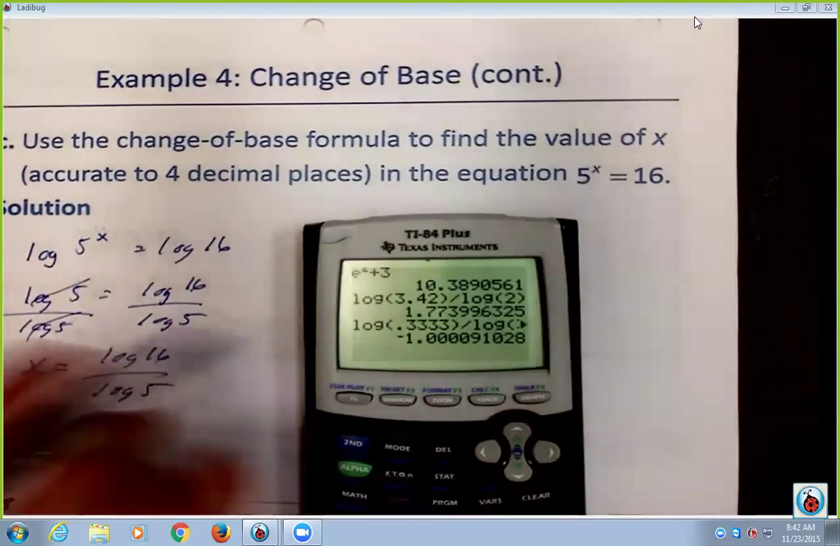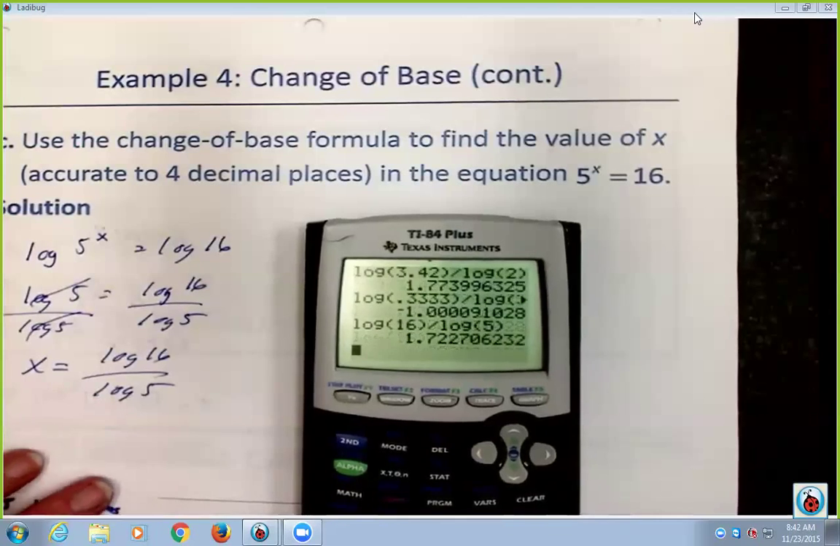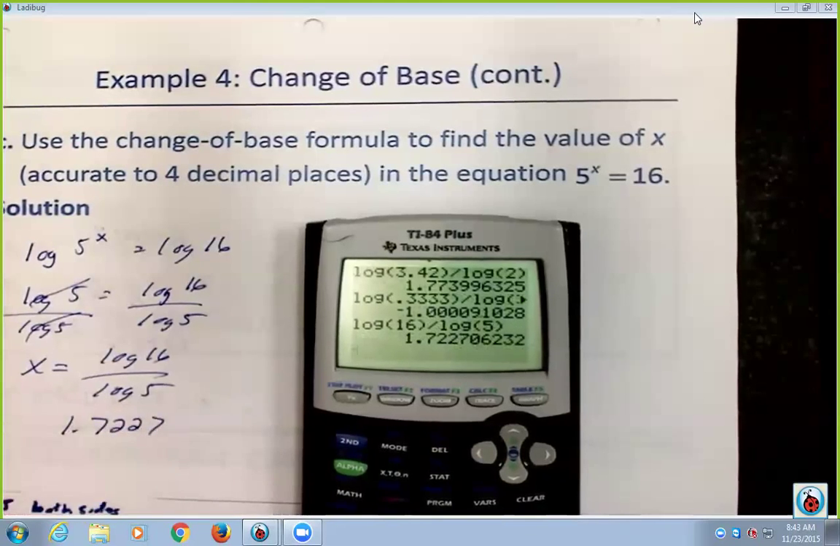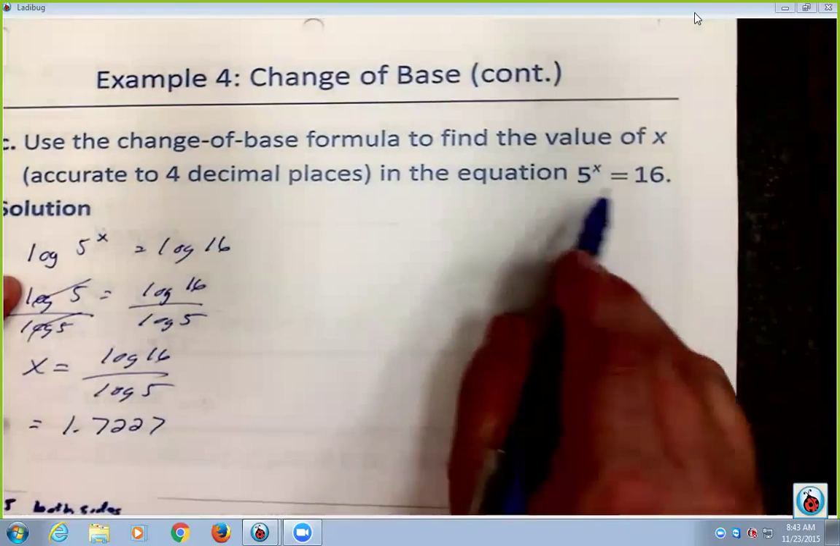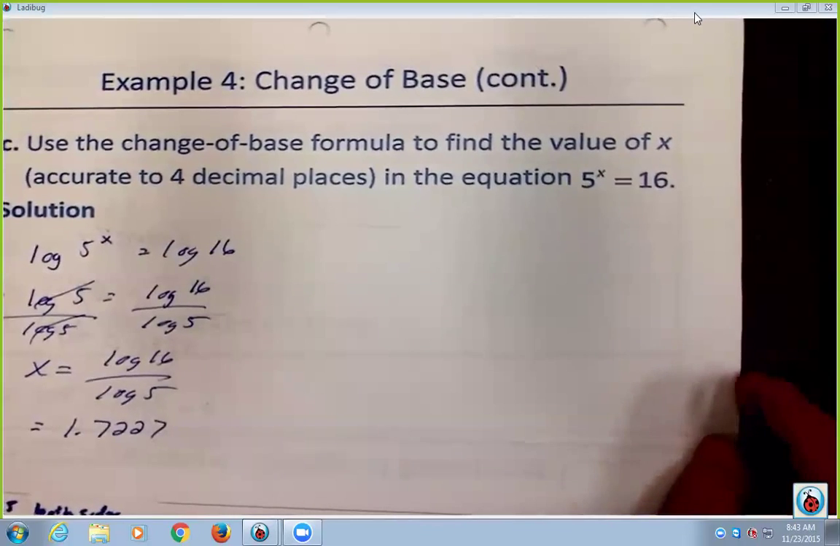And it says round to 4 decimal places, so that's what we're going to do in this one. So we're going to go log(16) divided by log(5), and get 1.7227. So that would be my solution to it with working with logs. If you put natural logs in, the same thing happens. Okay, that same piece is going to happen, but instead you're going to just put an ln in front of each of these. And again, that's the piece that you have to do with those.